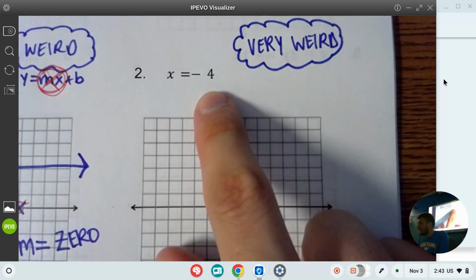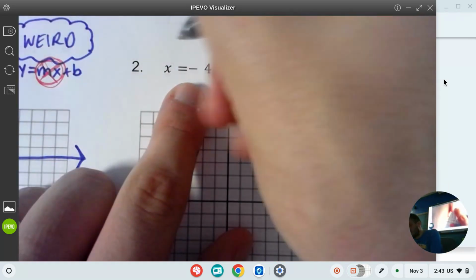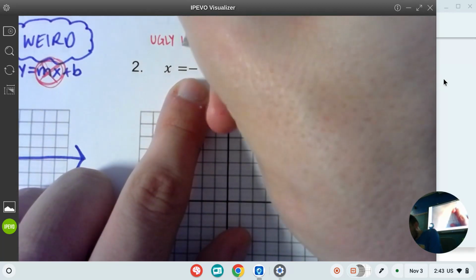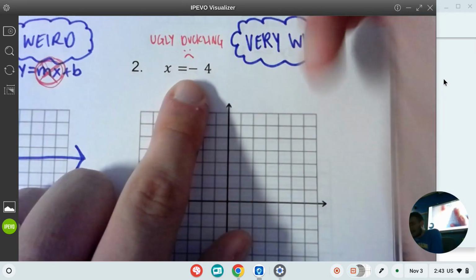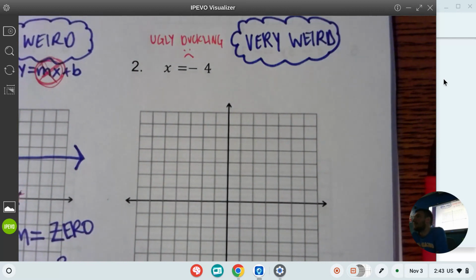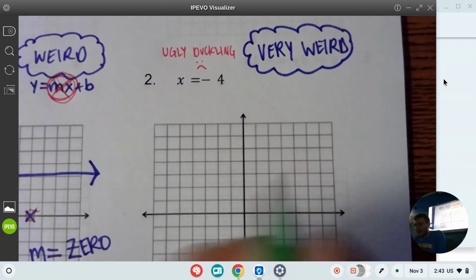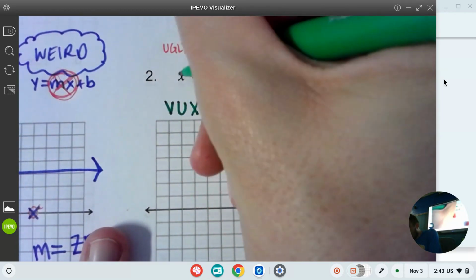We're supposed to be isolating the y. We don't even have a y. Okay? This x function here is, we used to use this phrase when I was a kid, like an ugly duckling, right? This is a real frowny face, okay? Something funky's going on here. Hopefully that makes you remember, oh yeah, it's going to be a weird vertical or horizontal graph. I see that it's a Vux.